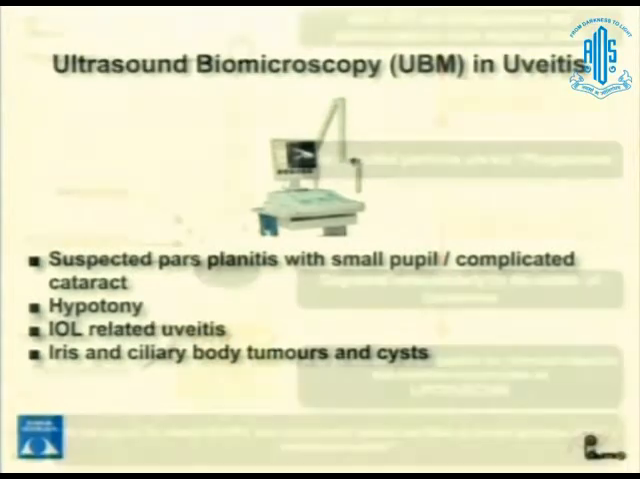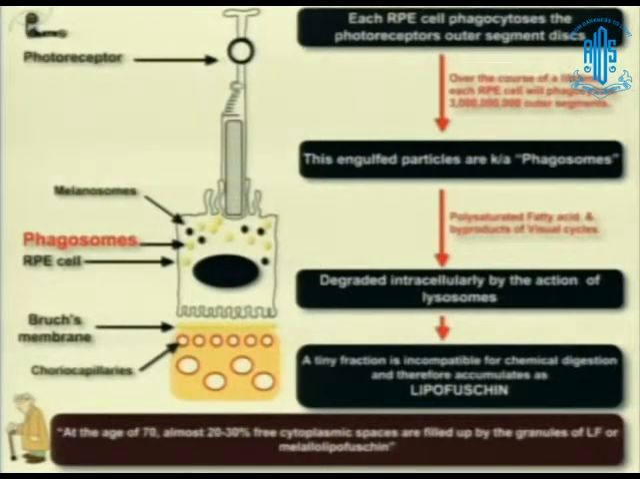So this is the basics of this newer investigation called autofluorescence. For this I'll just take a minute. See what happens normally: each RPE cell normally phagocytoses the photoreceptor outer segment discs. So these discs are engulfed in the RPE cells, and these are known as phagosomes. Now these phagosomes are degraded intracellularly by the action of lysosomes. After that, a teeny fraction of accumulated products is incapable of chemical digestion and accumulates as lipofuscin.